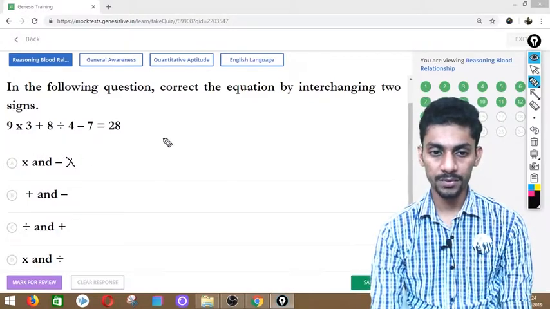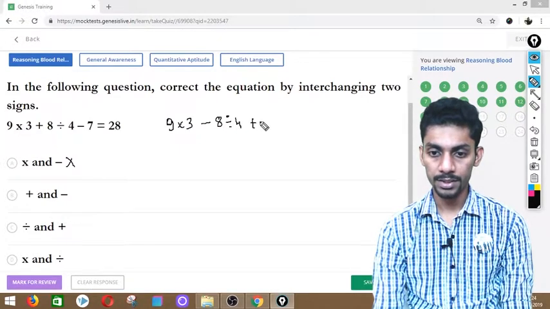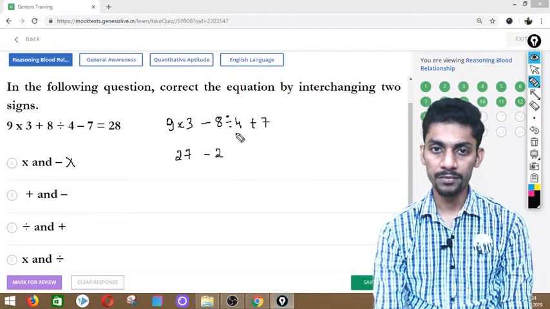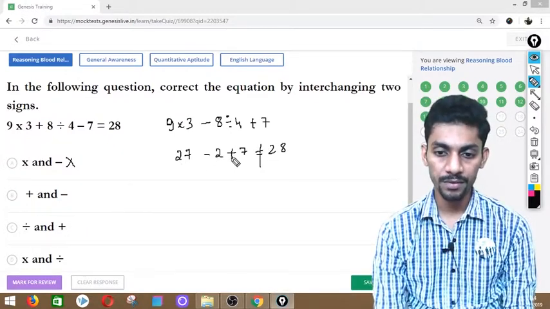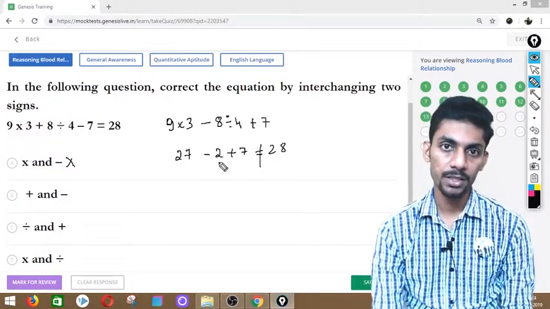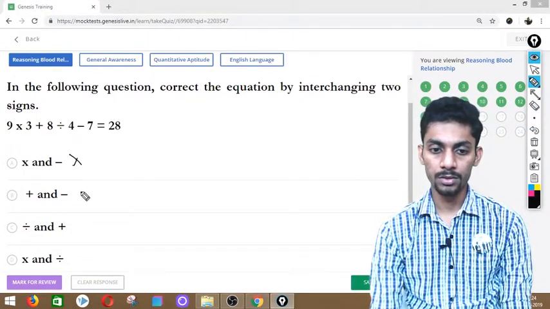Next, first plus and minus will be interchanged. So 9 into 3 minus 8 divided by 4 plus 7. 9 into 3 is 27. This is minus 2, 8 by 4 is 2, plus 7. So how much will it be? Will it be equal to 28? No. Because 27 plus 7 is 34, minus 2 is 32. So even option B is wrong. Option A is wrong, option B is wrong.